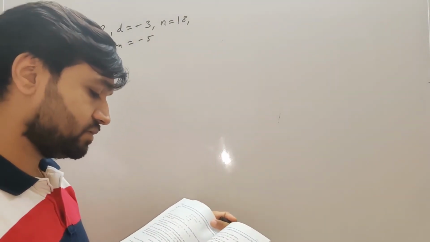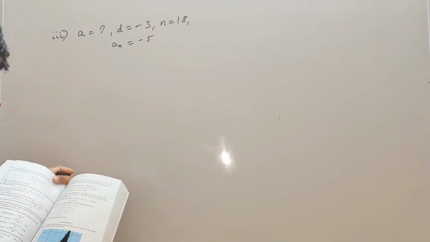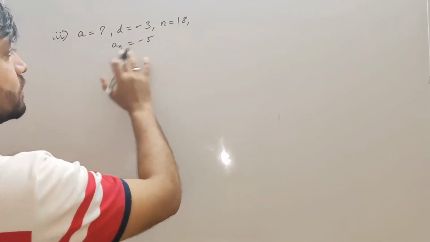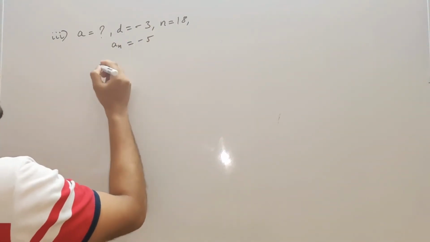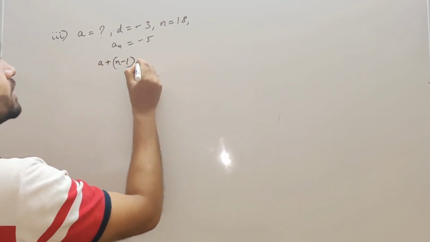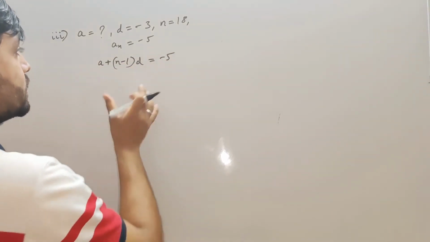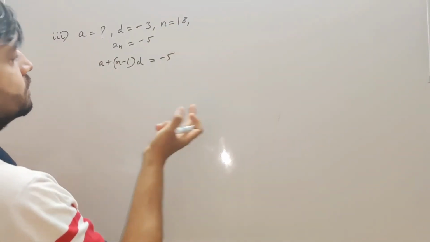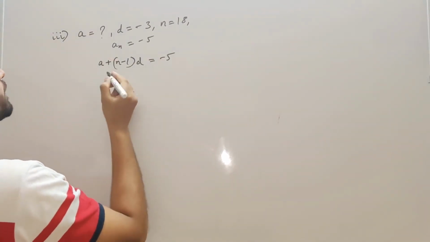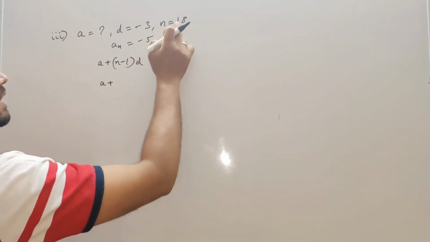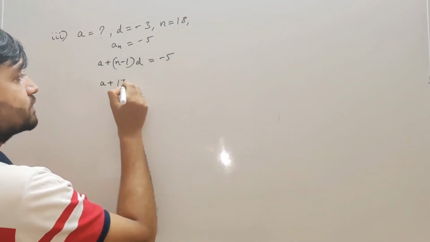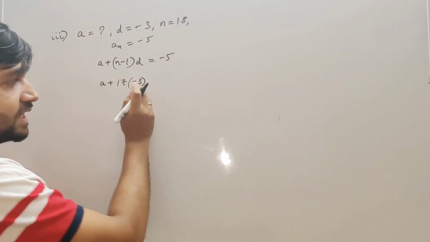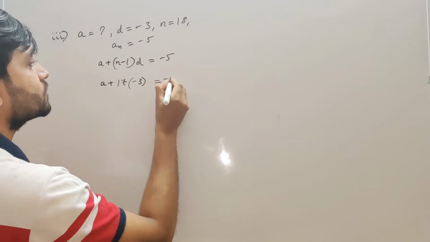Now the third question. They're asking the a value. Common difference value is given as minus 3, n value is 18, and an, the nth term, is given as minus 5. Again, we use the same formula: an is a plus (n minus 1) into d, which is equal to minus 5. Here n value is known and d value is known, so we can just substitute and simplify. So a plus (n minus 1), n is 18, 18 minus 1 gives you 17, into d, and d is minus 3. It's negative, so I should put a bracket. Is equal to minus 5.